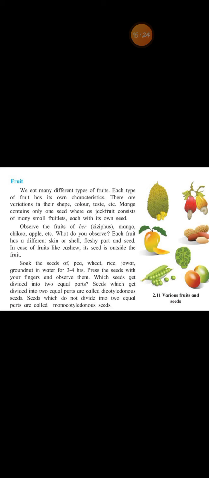Soak the seeds of pea, wheat, rice, jowar, groundnut in water for 3 to 4 hours. Press the seeds with your fingers and observe them. Which seeds get divided into two equal parts? Children, as I had mentioned earlier, seeds which are divided into two equal parts are called dicotyledonous seeds, and seeds which do not divide into two equal parts are called monocotyledonous seeds. Okay, children, with this we have come to an end of chapter number 2. Thank you.